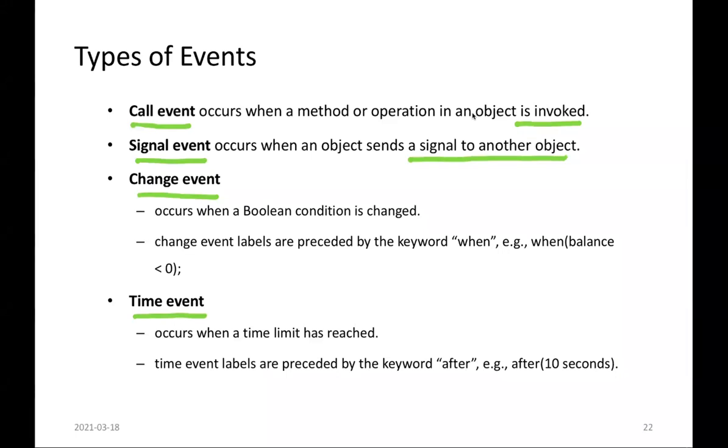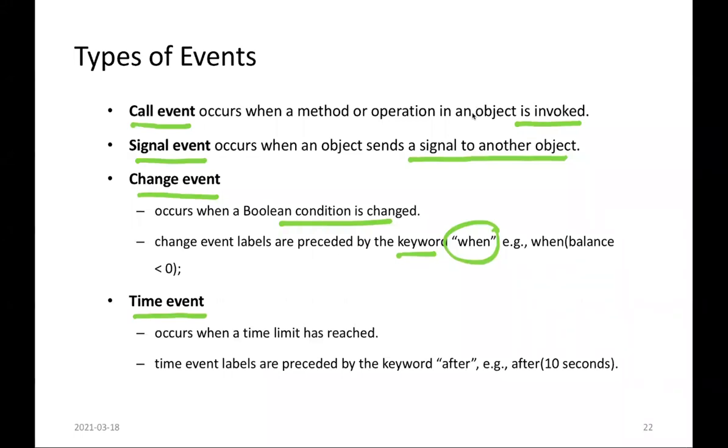A change event occurs normally when a Boolean condition is changed. The change event labels are always preceded by the keyword "when", and you're going to see this a lot. We always use "when", and then we put a Boolean condition inside such an event to determine when exactly the state would change from one state to another based on a certain condition. That's why we call it a change event.